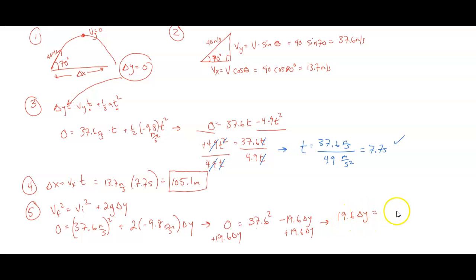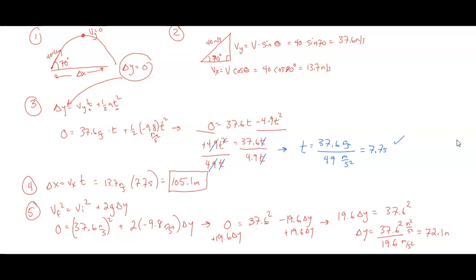19.6 delta y is equal to 37.6 squared, divide by the 19.6, and your max height then would be 37.6 squared divided by 19.6. Jumping back to units, that 37.6 was in meters per second, so on the top we would have meters squared over seconds squared. This is an acceleration, which is in meters per second squared, and so our final answer, the seconds all cancel out, meters squared divided by meters should be in meters, and you'd end up with a total value of about 72.1 meters.